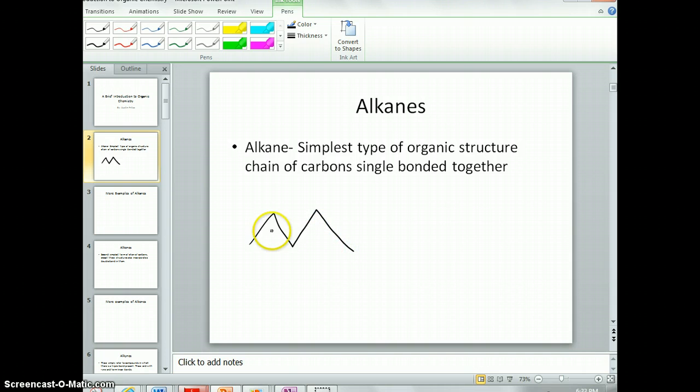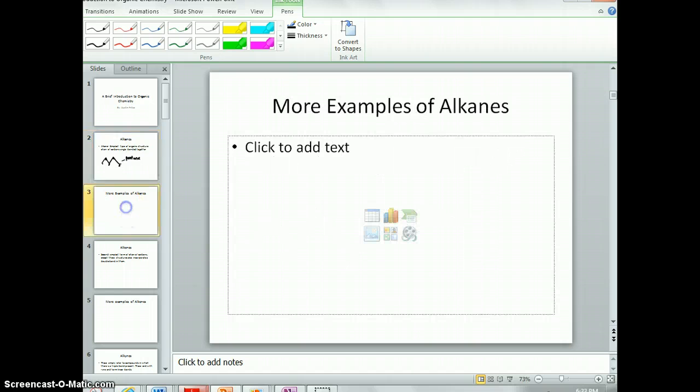As you can see here, what we have to do first is count our carbons. We have 1, 2, 3, 4, 5. So we have 5 carbons, so we know that our root term is pent. And since they're all single bonds and it's an alkane, we have the ending ane, and that is how we would name that structure right there. All right, moving on to our next page.